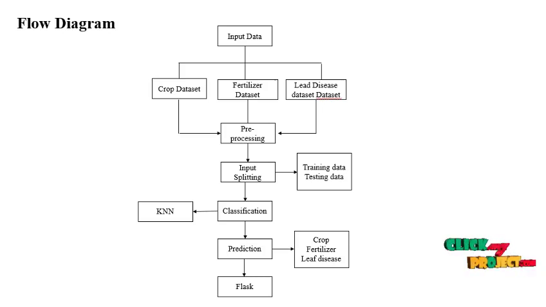Flow diagram. This is our project flow. First, input data. We are importing three modules. First is the crop module, second fertilizer, after that leaf detection. First, the crop data set. The crop data set contains attributes like state, district, pH value, rainfall, nitrogen, etc. These data are collected from the UCI repository.